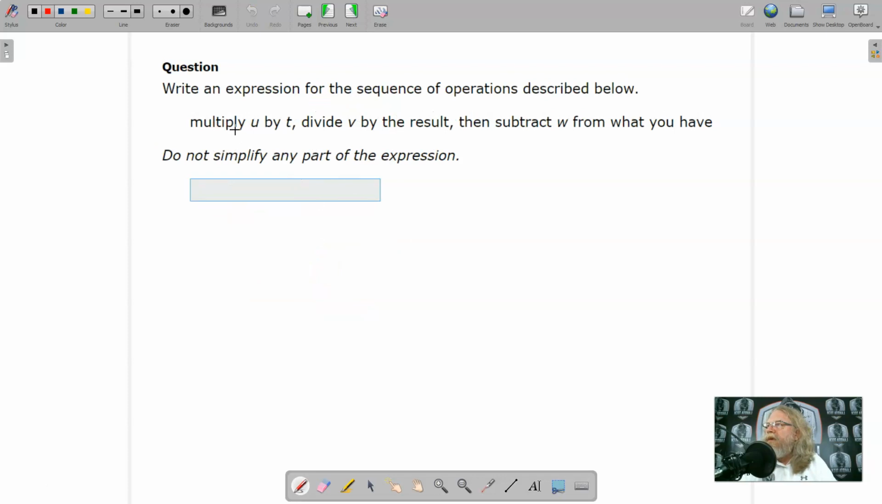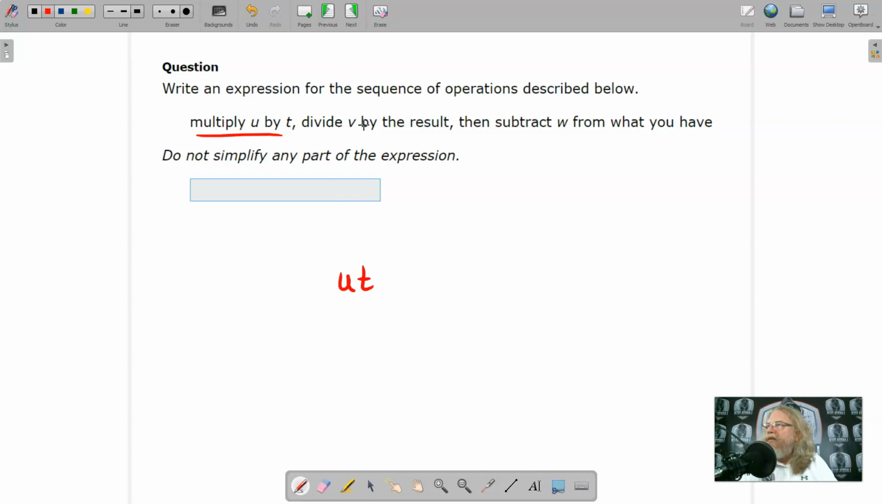On the next one, multiply u by t, divide v by the result, then subtract w from what you have. Wow. Okay, so first let's deal with multiplying u by t. So I could put u times t, but in reality, I could just put ut. I don't need a multiplication sign there because they're two variables, and we would understand that lack of an operation sign means multiplication.